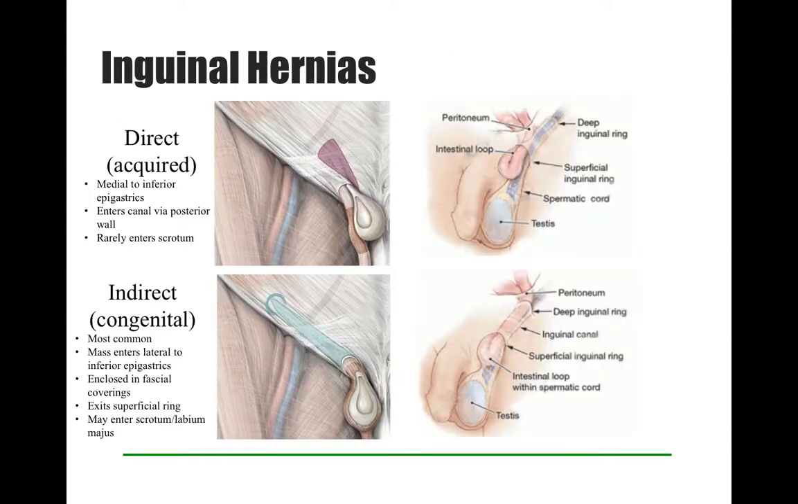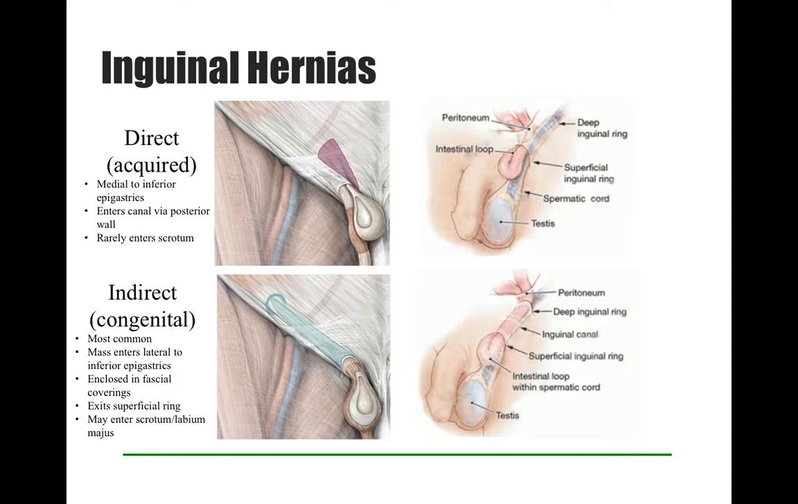All right. Now herniations, when we look at inguinal hernias right here, they come in two different flavors, and they both have two different names. We've got direct or acquired, or indirect and congenital hernias right here. So what you can see in relation to the direct or acquired hernias, they will emerge medial to the inferior epigastrics, which you can see right here. Okay, so here are the inferior epigastric vessels right here. They will enter into the canal via the posterior wall, so they won't go through the deep ring. They go directly into the posterior wall of the canal, and these typically do not go into the scrotum.